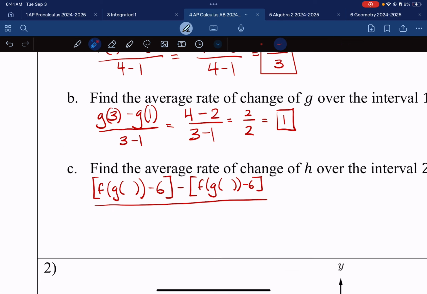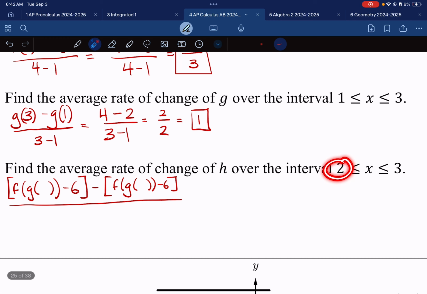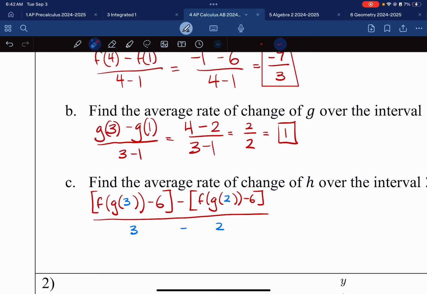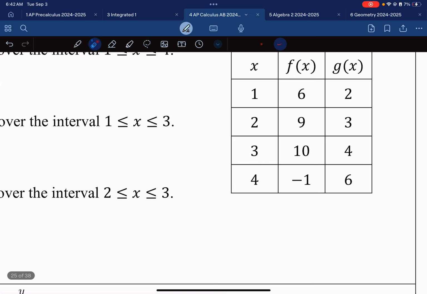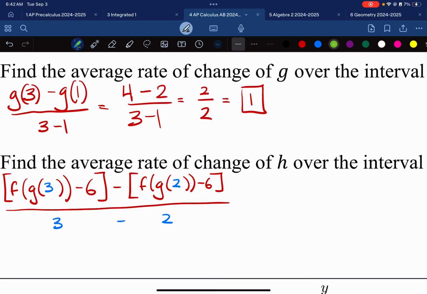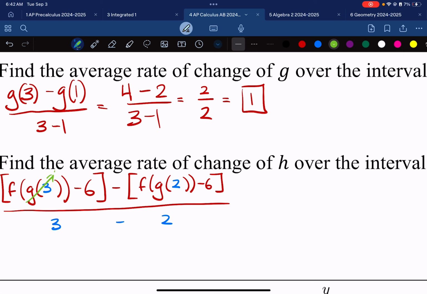So what are our 2 numbers? I haven't even looked. So it's from 2 to 3. So I need to come over here and say, okay, this one is from 2 to 3, 3 minus 2. Okay, so now the entire slope is ready to go. I just need to do some plugging and chugging. So first I'm going to find g of 3. To find g of 3, I come back over here and say, okay, g of 3 happens to be 4. So I can come over here, and this is the way I like to show my work. I just like to cross this off and say, okay, this thing goes to 4.